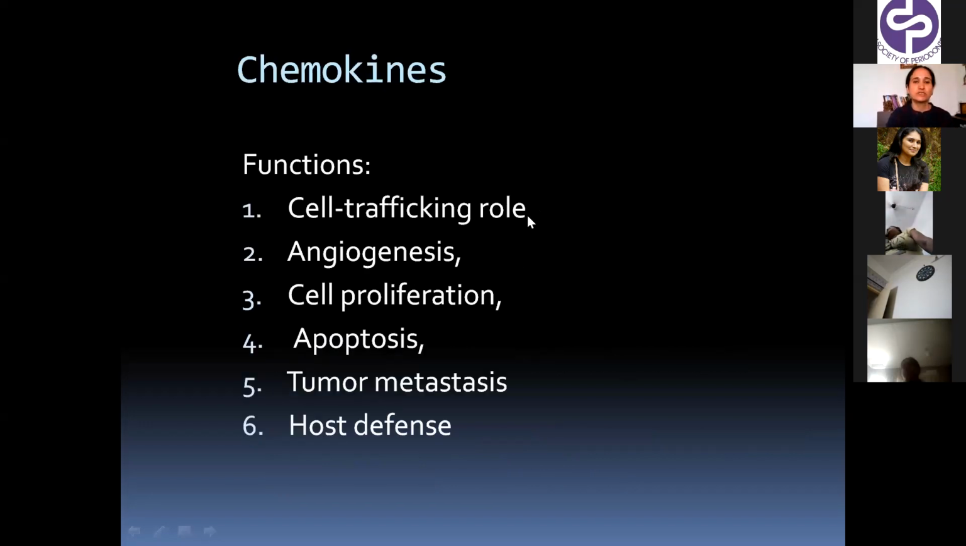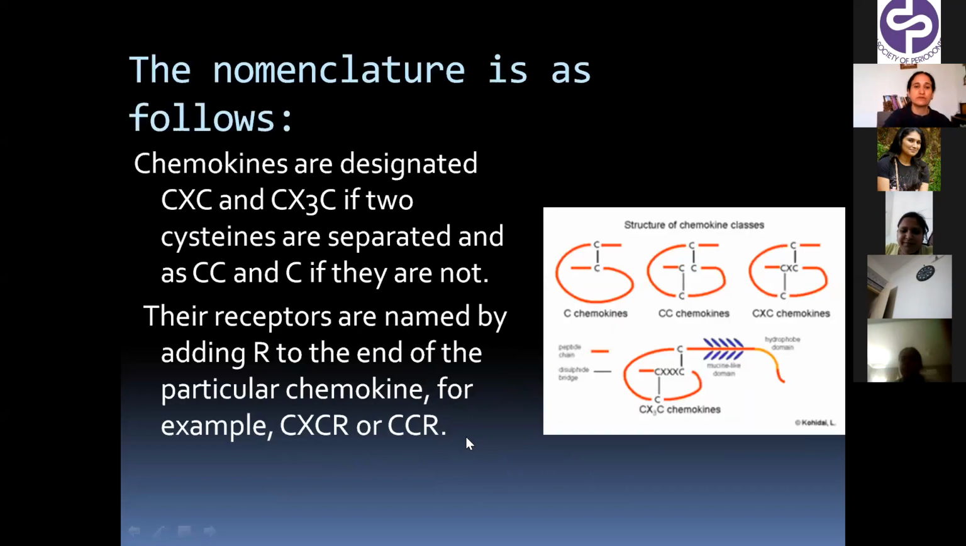So what are the functions? They are messengers between the cells. They also lead to angiogenesis. Once the inflammation is resolved, they will lead to the formation of more blood vessels in that area and healing. Cell proliferation, apoptosis: once the cells have done their job, they need to be taken care of and eliminated from the body. Tumor metastasis and host defense. So these are different functions.